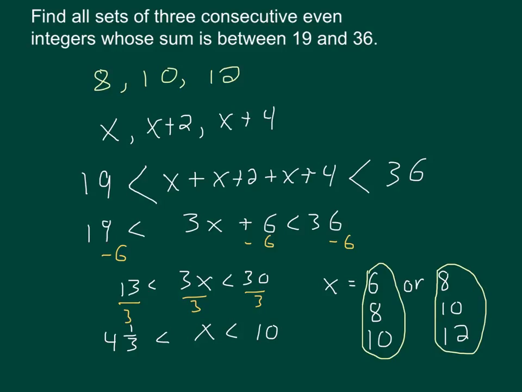But that's the idea. So those are our 2 answers. There are 2 sets of 3 consecutive even integers whose sum is between 19 and 36, and they are 6, 8, and 10, and 8, 10, and 12. All right, so that was our first crack at it. Watch it again if that didn't make much sense, but hopefully it did. All right, let's see another example.